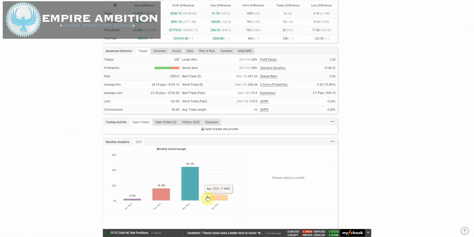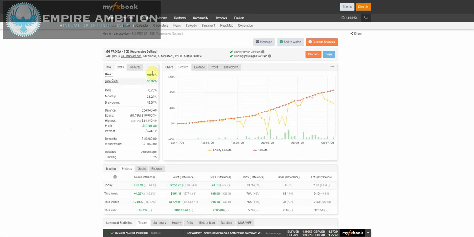And this one's only been running for about 4 months. It started the end of January. So really, and we're only on the 9th of April, so really only 2 full months has this been running, and it's already at 85%. And you can see the drawdown is more pronounced with the aggressive settings here.